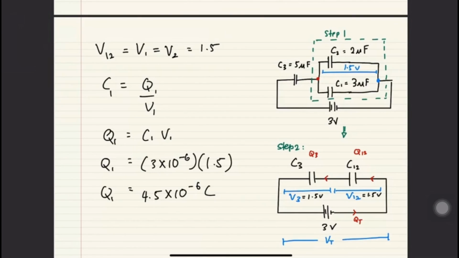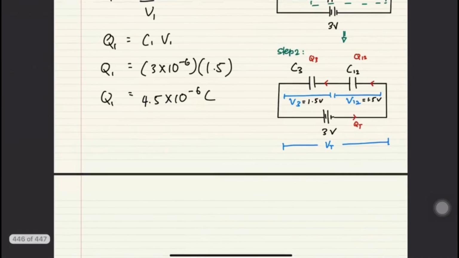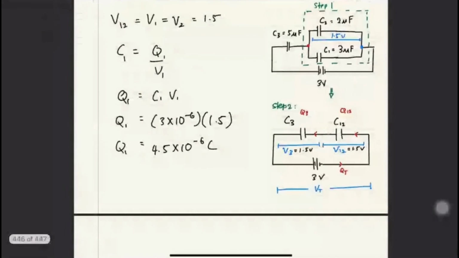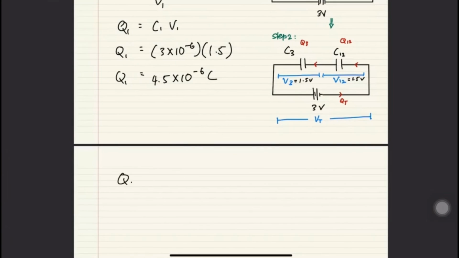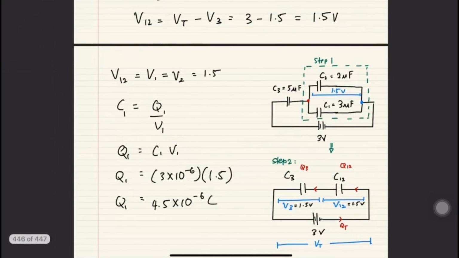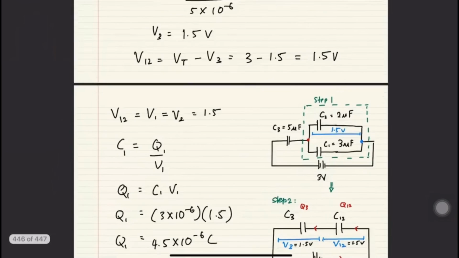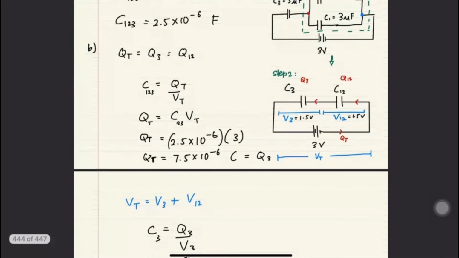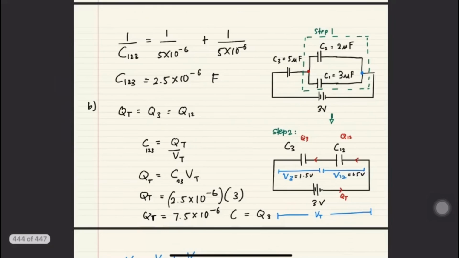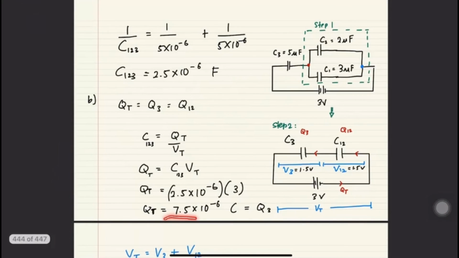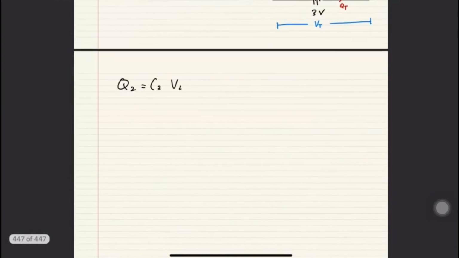That one's for Q1. And then Q2, you can use the same formula. Kamu boleh pakai formula yang sama, which is Q2 sama dengan C2 V2, ataupun kamu boleh tolak je lah. Maksud tolak tu, kita tahu total Q dia adalah 7.5. So 4.5 dah pergi dekat bawah ni. So the other one would be tolak lah. Jadi kita cuba tengok dapat tak 3 microcoulomb.